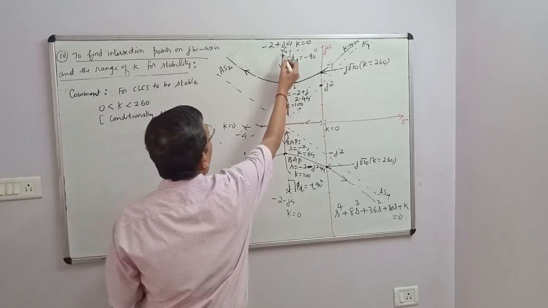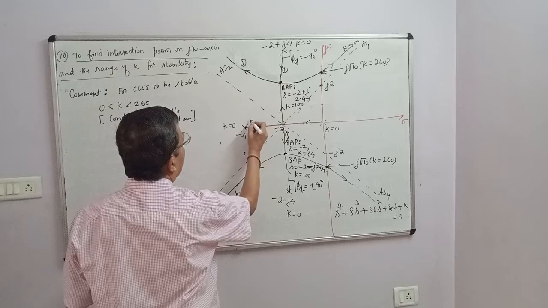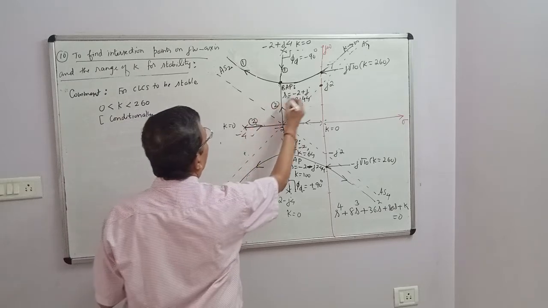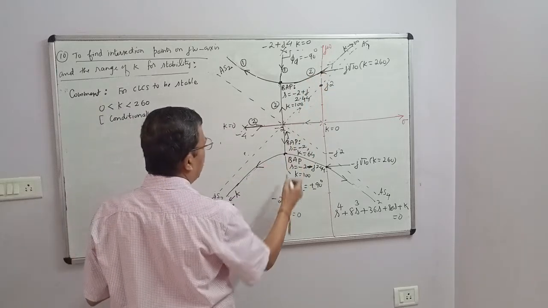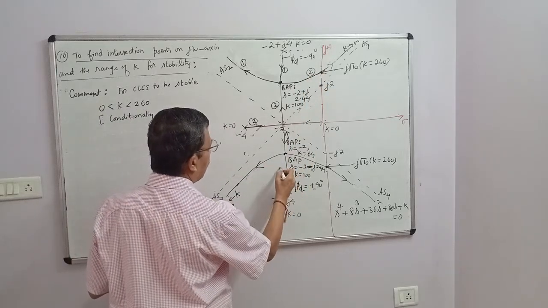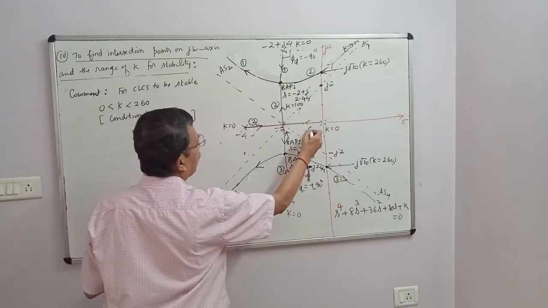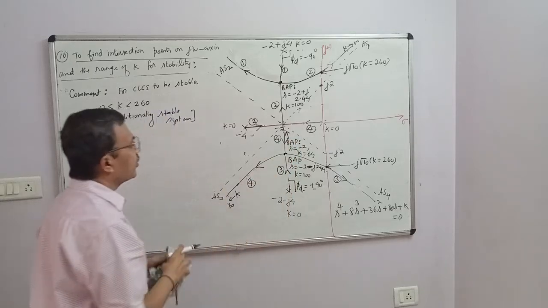See, this is starting, this could be branch 1. Correct? This could be branch number 2. Correct? This could be branch number 3. This could be branch number 4. That's what I was telling.